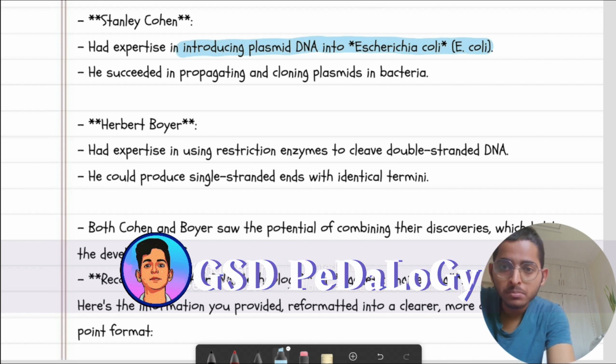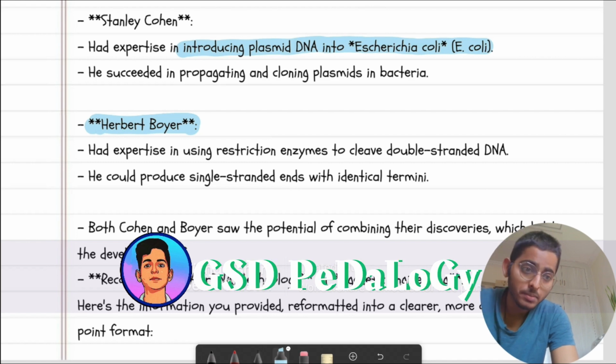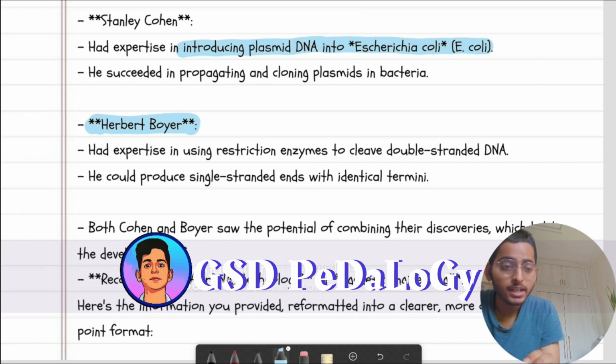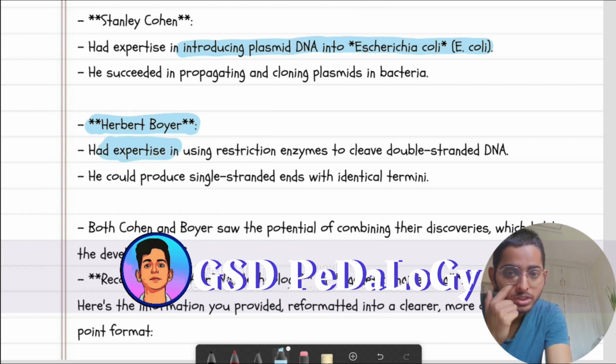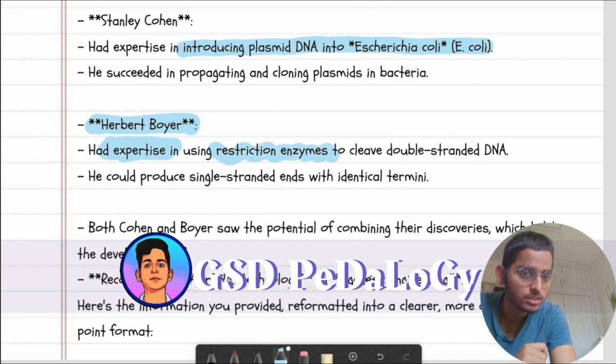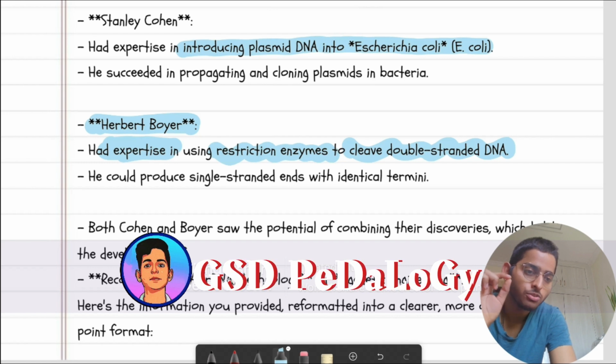And Herbert Boyer, who was another scientist, was his partner later. So they formed an alliance, a union, a partnership, a camaraderie. He was the other comrade, and he had the expertise. He was proficient, dexterous in restriction enzymes, which are just the enzymes to cleave double-stranded DNA. It cleaves, it hydrolyzes the phosphodiester bond.